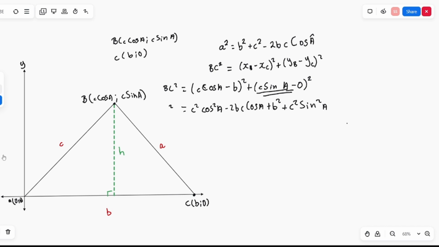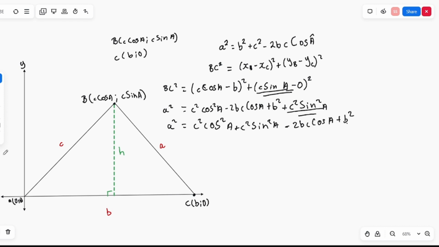We know the distance of BC is going to be our small letter a, which is going to give us a squared. So a squared is equal to c squared cos squared A, plus c squared sine squared A, minus 2bc cos A.